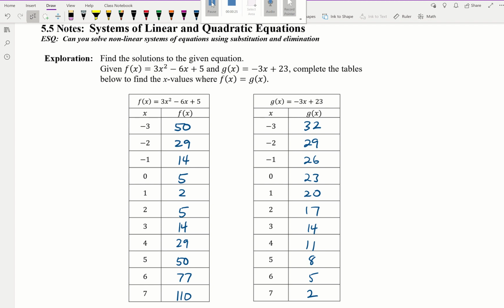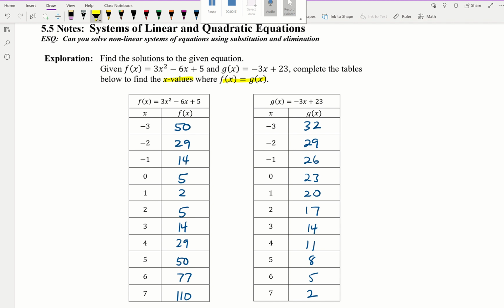There is an exploration at the beginning of the notes for you. I've already filled out the tables to make this video go a little bit quicker, but this is something you should understand how to do on your own by plugging in x values to the function to come up with the y values. In this case, the question is asking you to use the table to find the x values where f of x is equal to g of x.